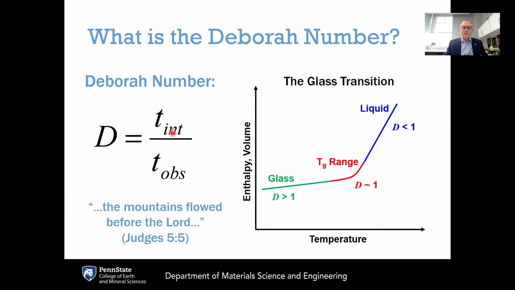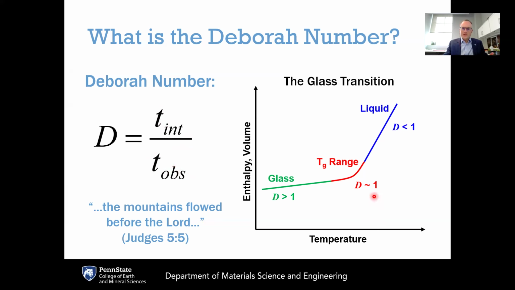As the viscosity increases, the intrinsic timescale for that flow is also increasing. So as the liquid is cooled, the viscosity increases by orders of magnitude, and this internal timescale is increasing by a commensurate amount. This is also increasing by orders of magnitude. Eventually, the numerator here of the Deborah number becomes of the same order as the observation timescale. When that happens, we have a number in the numerator that is about equal to the denominator, which means that this fraction is about equal to 1.